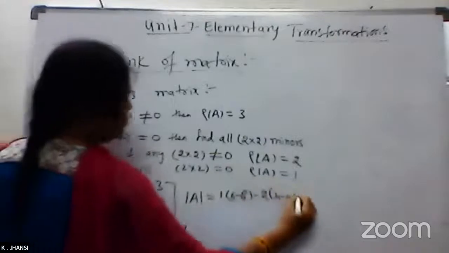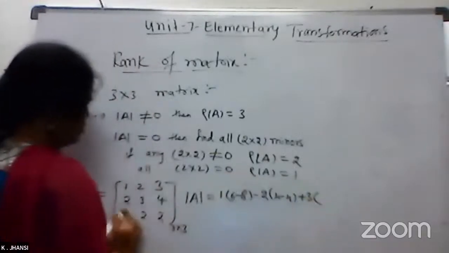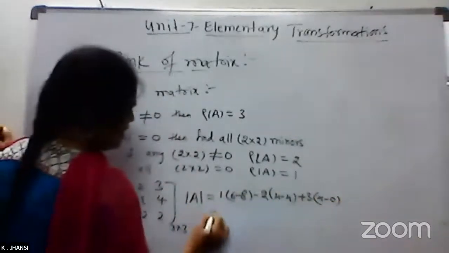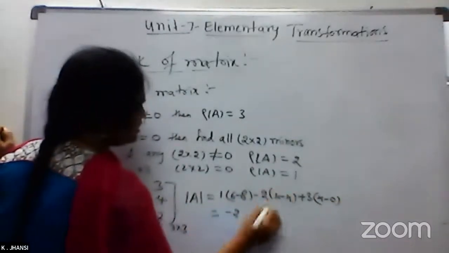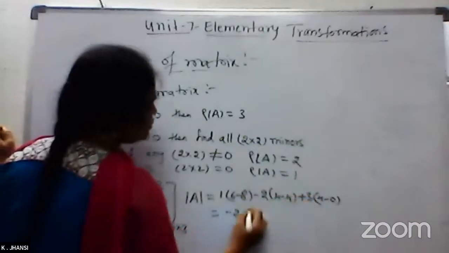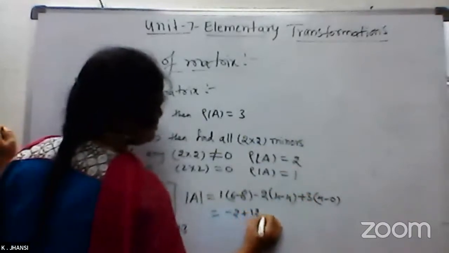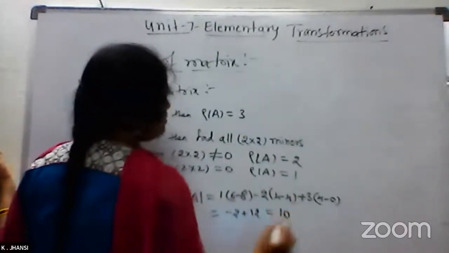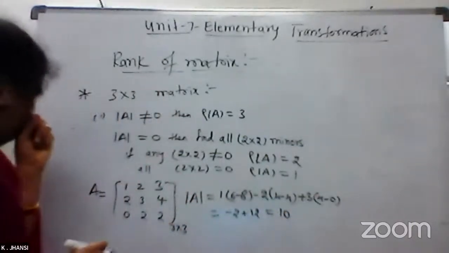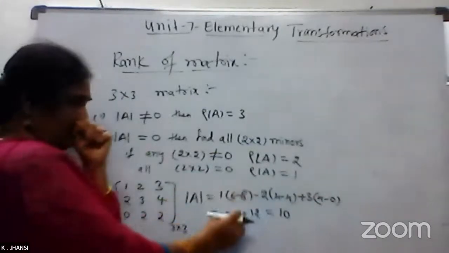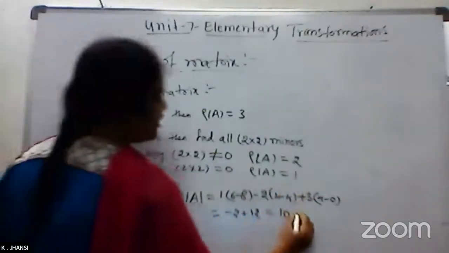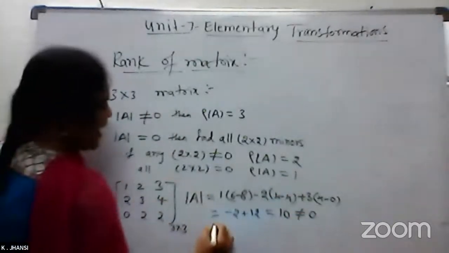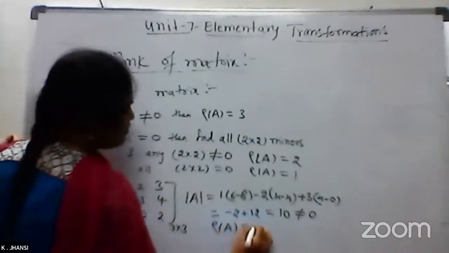Next, 3 into (4 minus 0). So you will get here minus 2, this is 0, this is 12, so you are getting plus 10 here. So this is non-zero. It is not equal to 0. So we can tell here the rank of A is equal to 3.